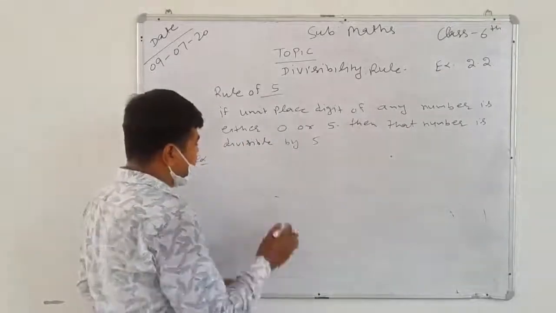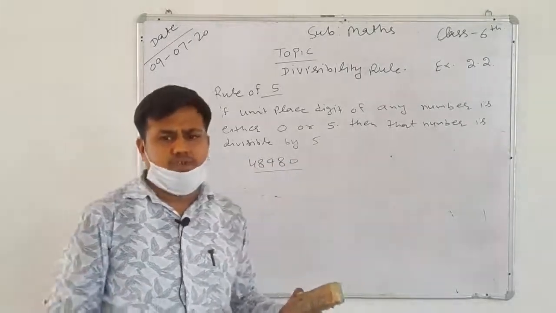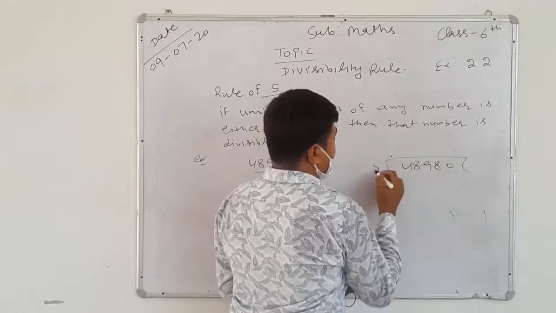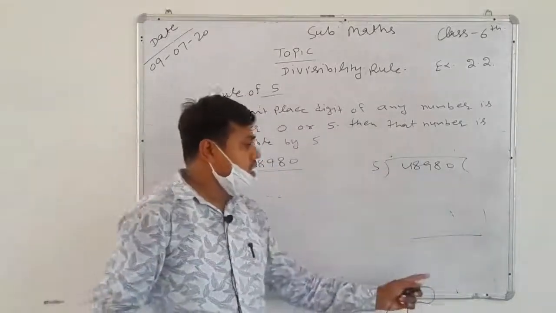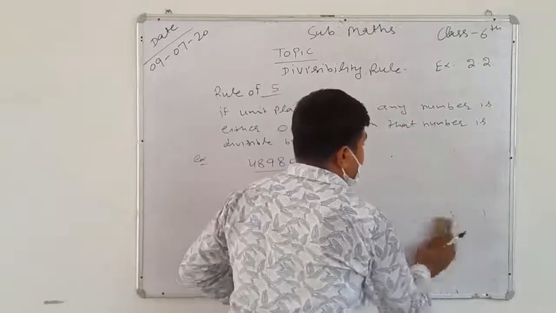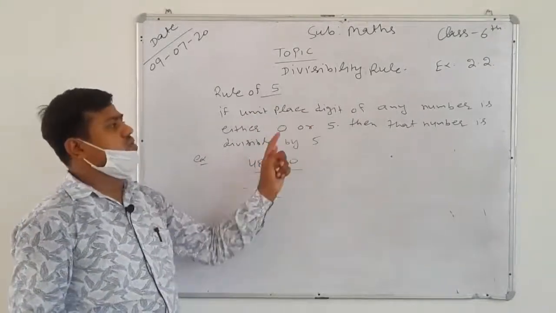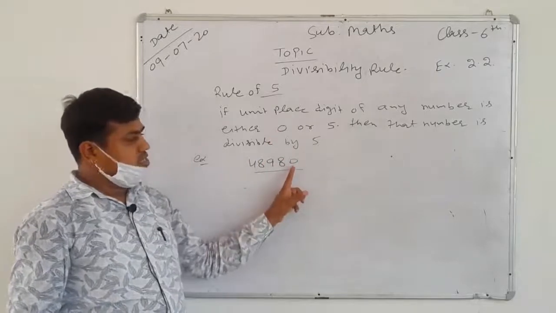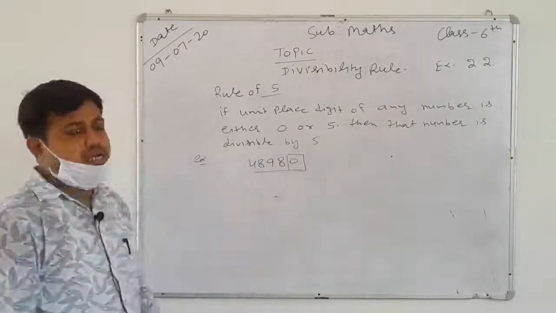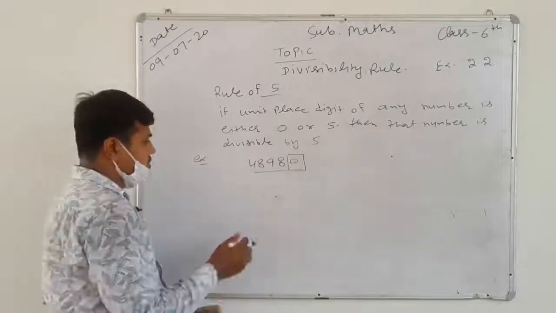Question number 3, first part: 48980. Is it divisible by 5 or not? How can we check? First method: 48980 divided by 5. If it is completely divisible, with no remainder, then the number is divisible by 5. But it takes too much time, so we will test this number by the rule of 5: if the unit place digit is 0 or 5, then the number is divisible by 5.